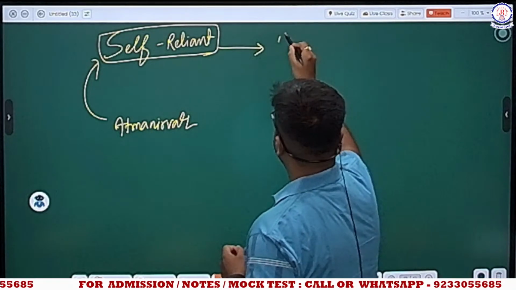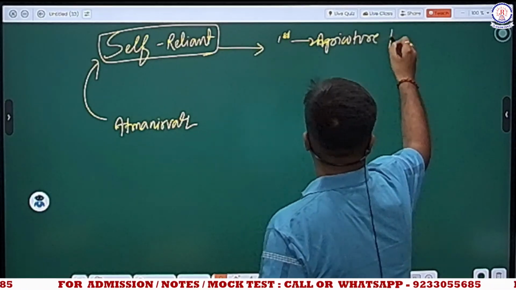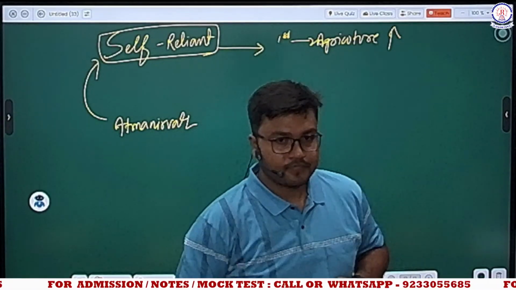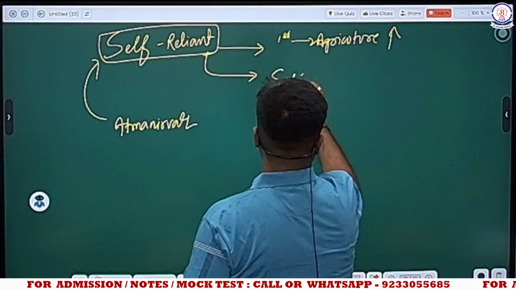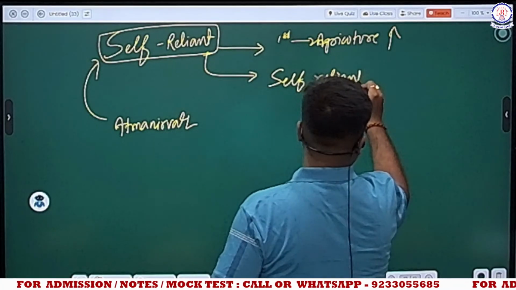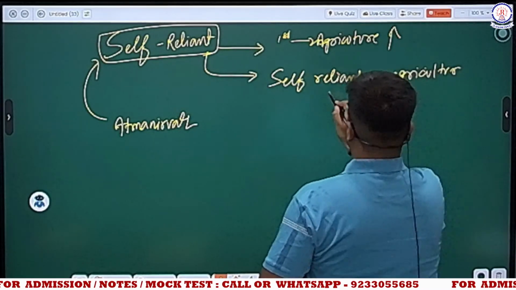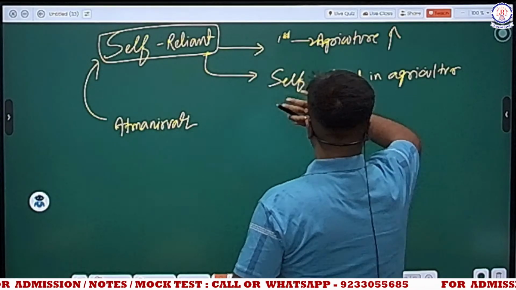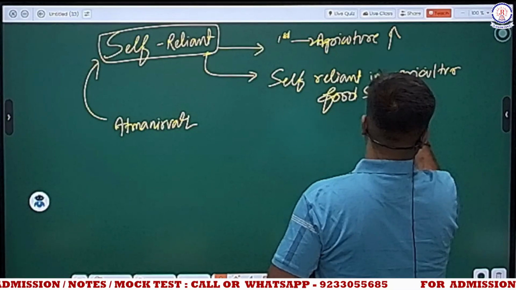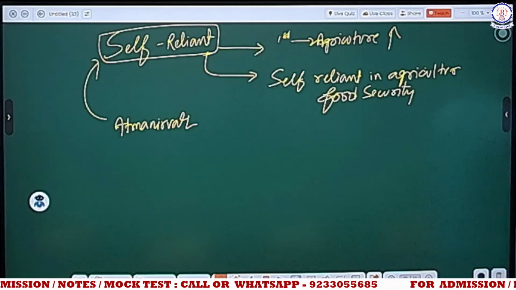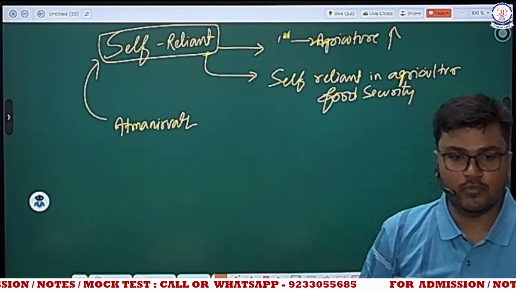So in the first 5-year plan, agriculture was given priority. What was the idea behind that? They wanted India to be self-reliant in agriculture. That is basically food security. At that time, India was importing wheat from other countries to feed its population.